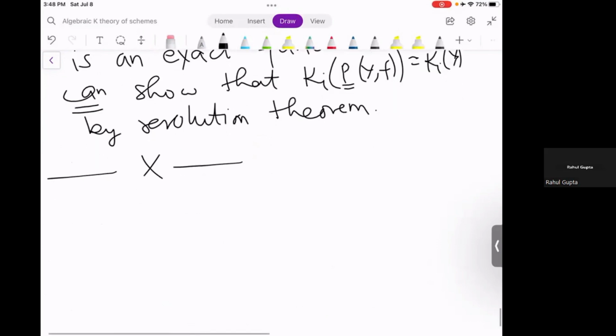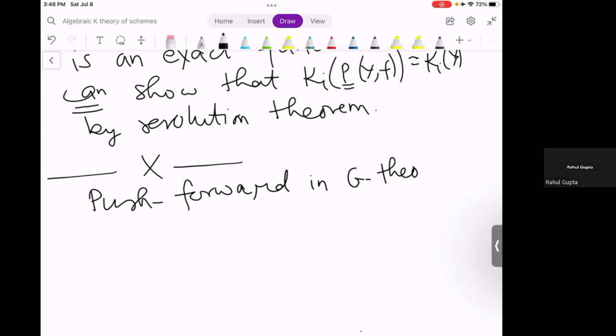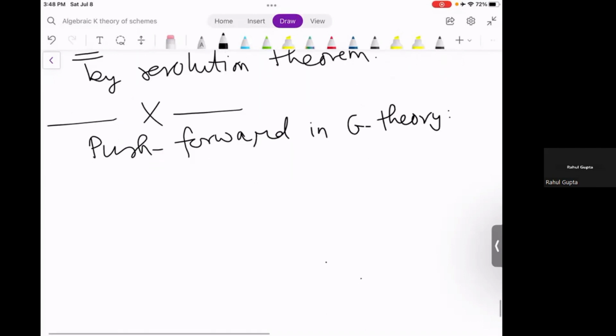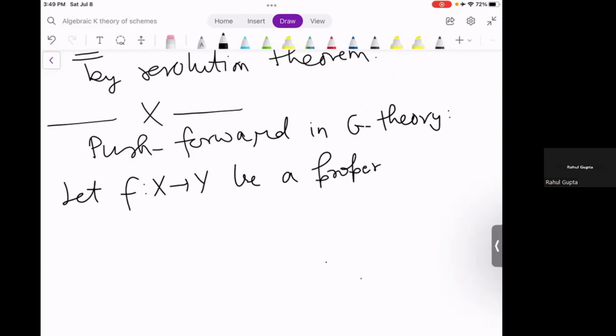in G theory. But I told you guys that the motivation came from the fact that we should expect G theory to be a homology theory, which means that we should expect the push forwards to be there. So what is a good notion of push forward? In K theory, there is no push forward, so we do not talk about that. In G theory, are there? So let f be from X to Y. We put this condition, we work with the proper morphisms only. So we expect the push forward to exist between proper morphisms only.